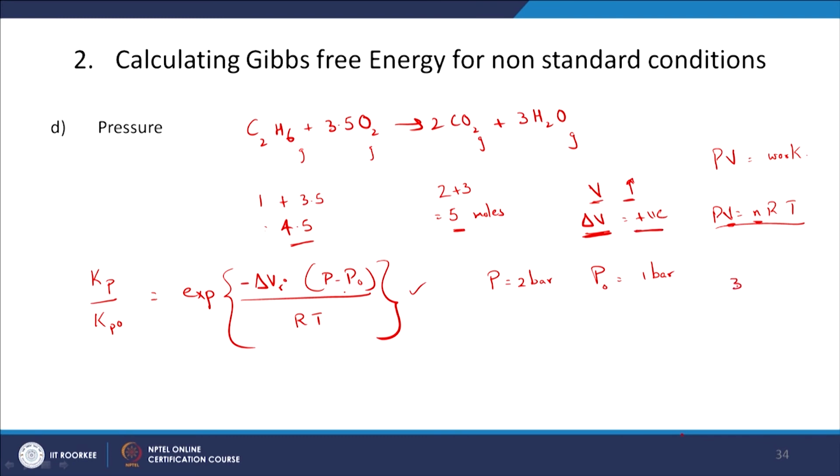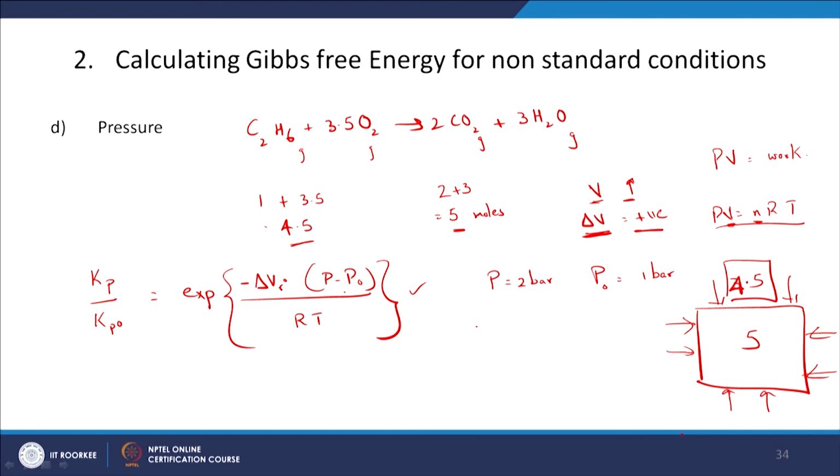So, let us say earlier you had 4.5 moles and now you are ending up with 5 moles. So, the volume is increasing, right, but let us say compared to the standard conditions you are increasing the pressure. Earlier it was 1 bar, now let us say it is 2 bars. As you know, increasing the pressure would restrict the increase in volume. So, what does that mean though?